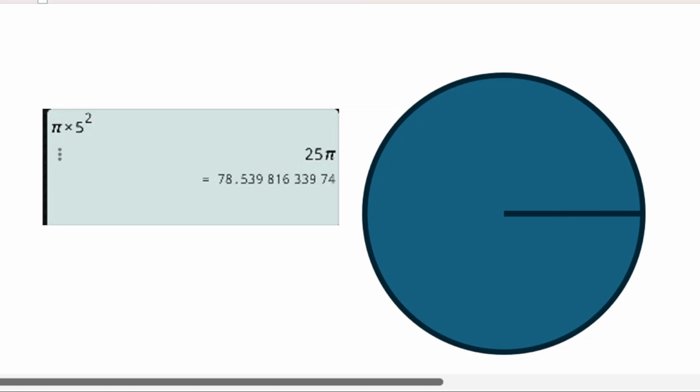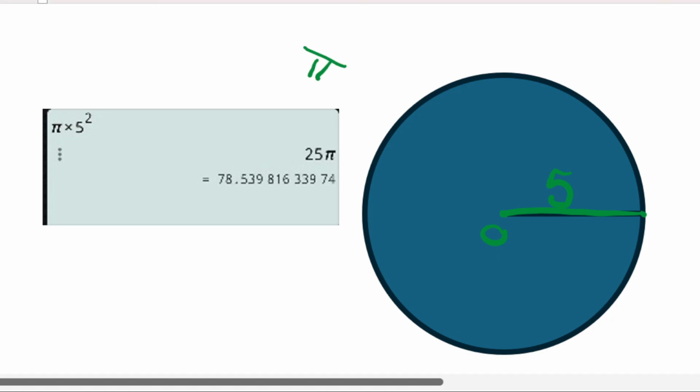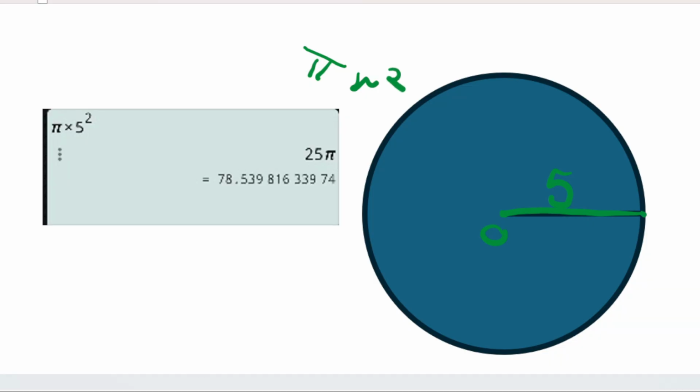Now, to find the area of a circle, we need to know the radius. The radius is this length from the center to any point on the circumference. So if this length is 5 meters or centimeters, then the area is pi times the radius squared. So it's pi times 5 squared, and 5 squared is 25, so it's 25 pi.